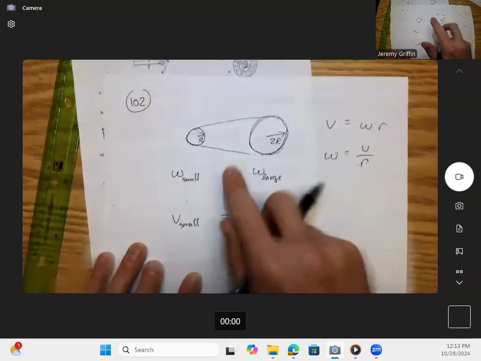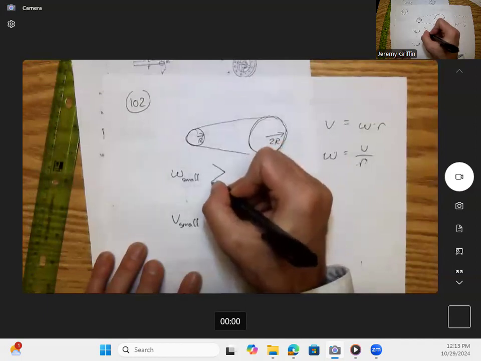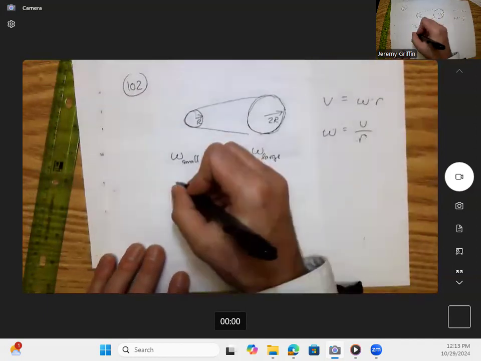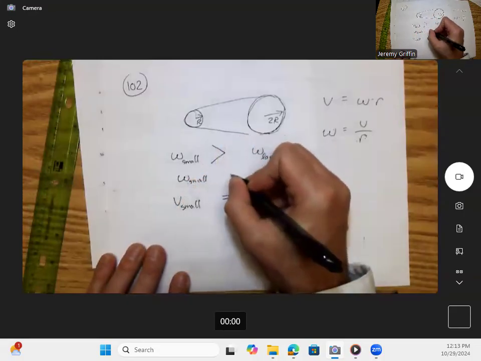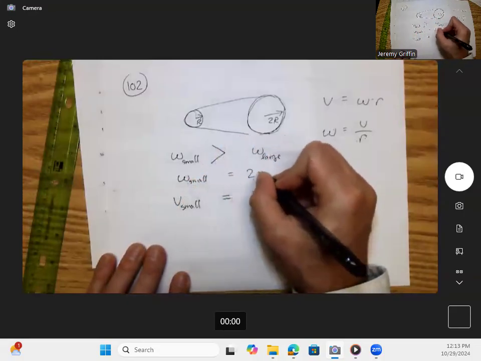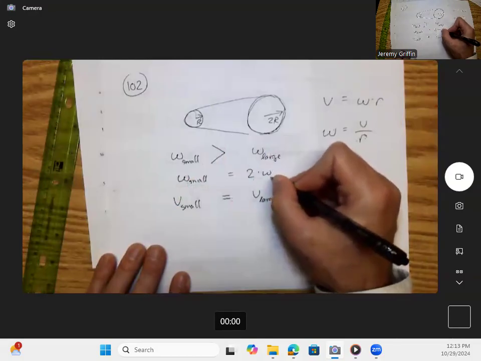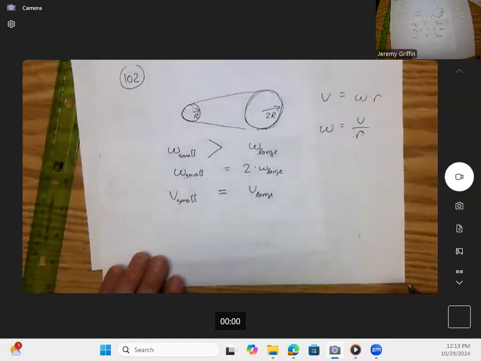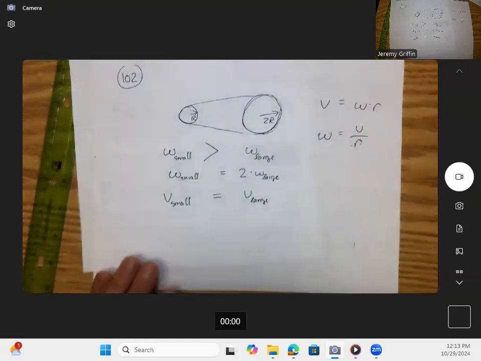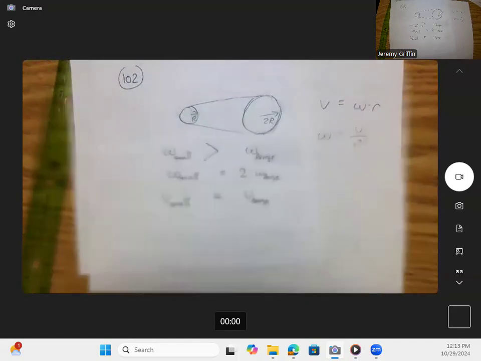So I'm going to say this right here. Or actually, if you want to make an exact equation, it goes like this: omega small equals 2 times omega large. Rotation to rotation. Yeah, I think that looks about right. All right, that'll be our pause point today.